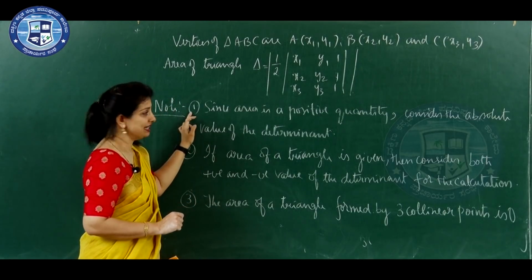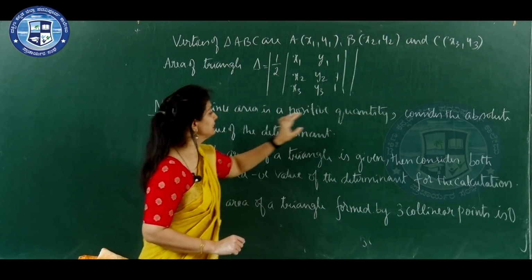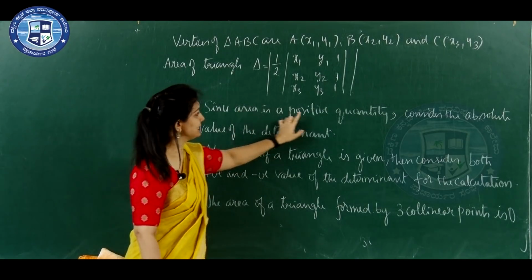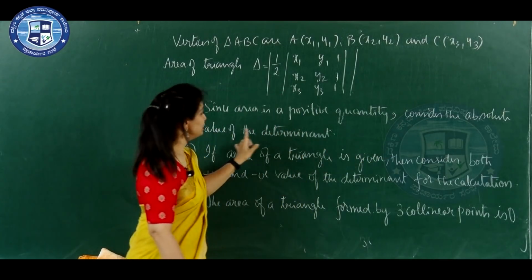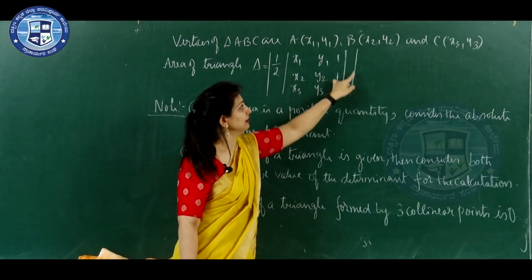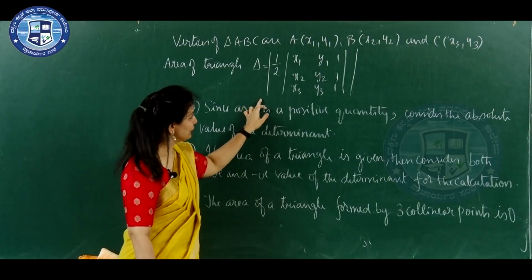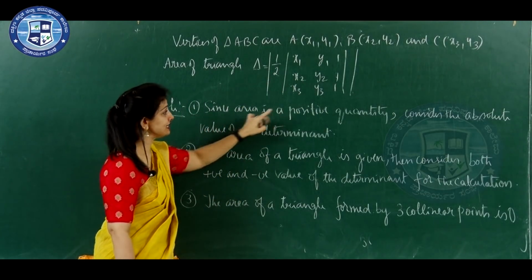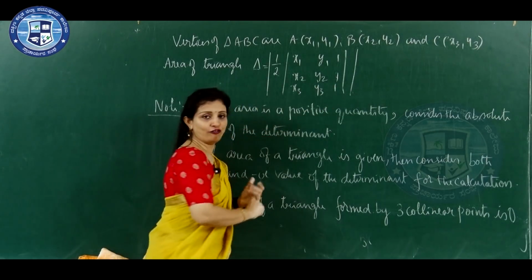First note is, since the area is a positive quantity, always consider the absolute value of the determinant. That is why we have taken one more pair of vertical bars, that is for modulus. So, modulus of half into the determinant value. Why? Because area is a positive quantity. That is why it is written modulus of.